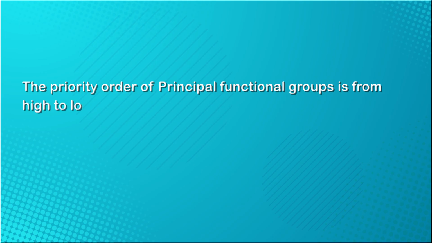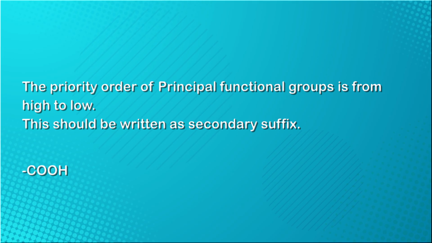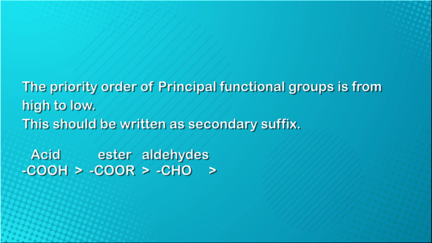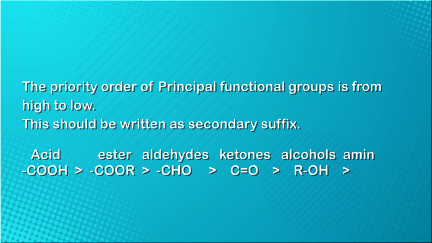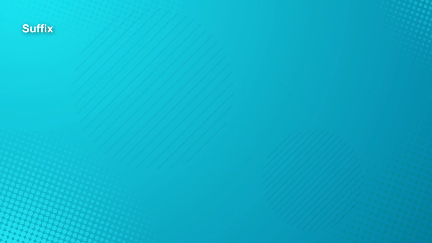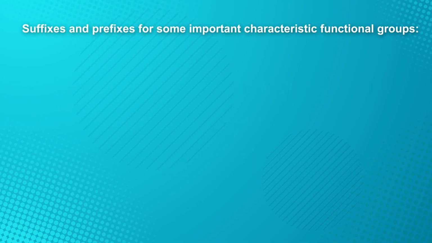The priority order of principal functional groups is from high to low. This should be written as secondary suffix. Carboxylic acid is greater than ester, is greater than aldehydes, is greater than ketones, is greater than alcohols, is greater than amines. Suffixes and prefixes for some important characteristic functional groups.